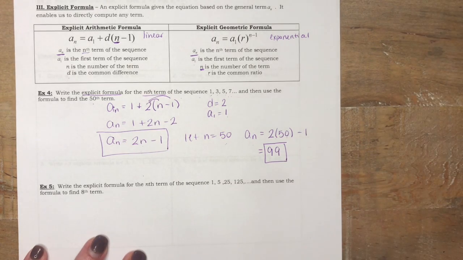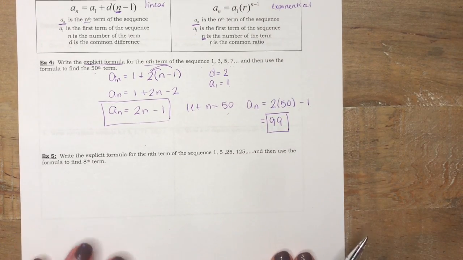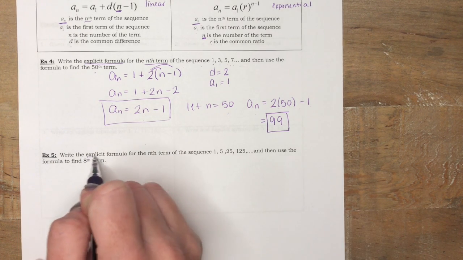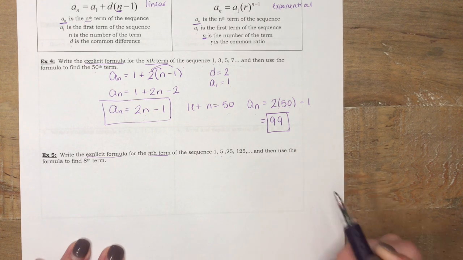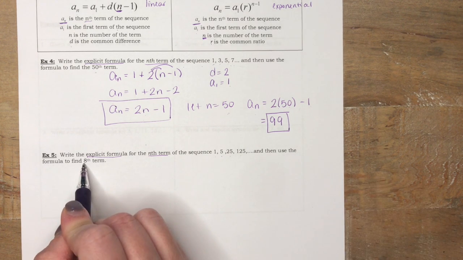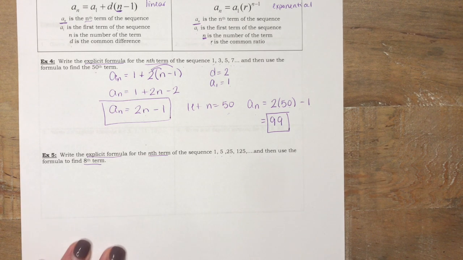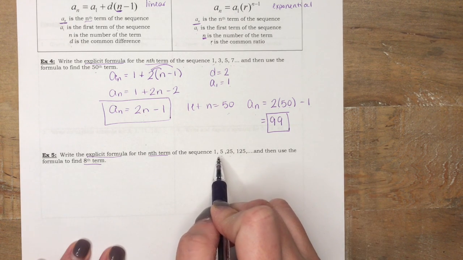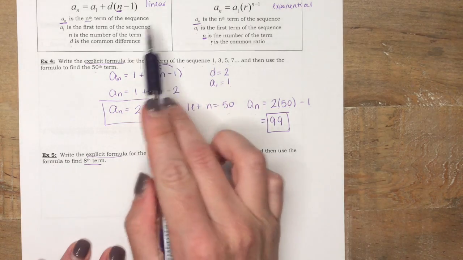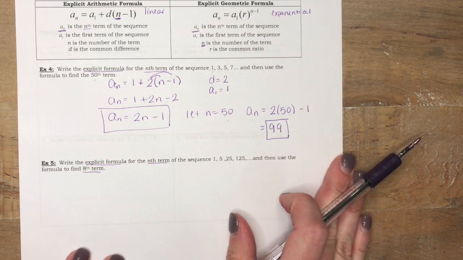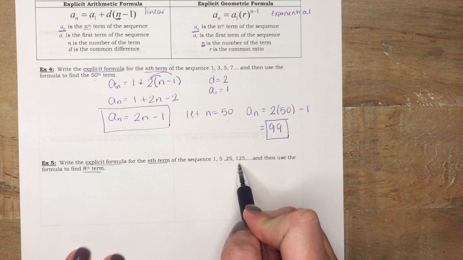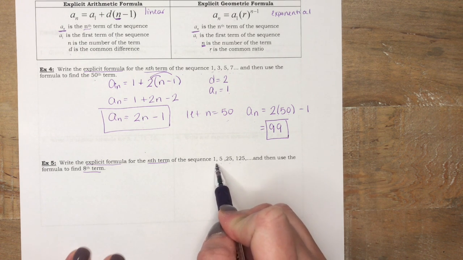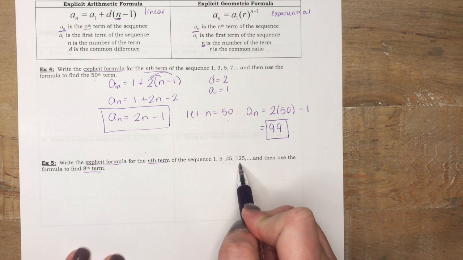All right, let's try another one with geometric. Example 5: write the explicit formula for the nth term of the sequence 1, 5, 25, 125, and then use the formula to find the 8th term. Same thing. First I have to decide, is it arithmetic or geometric, so I know which of the two formulas I need to use. It looks like it's increasing by a different amount each time, so it's probably not arithmetic.